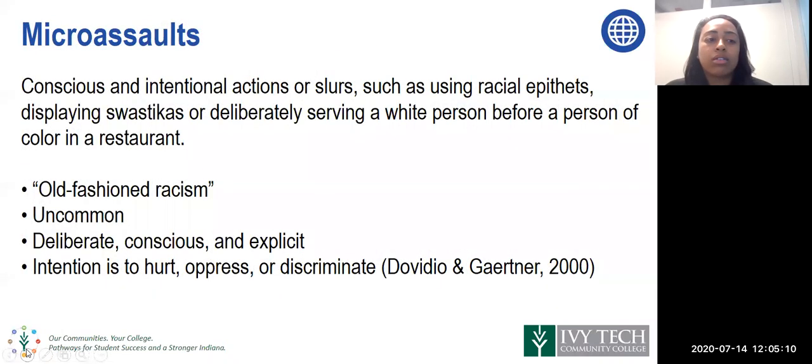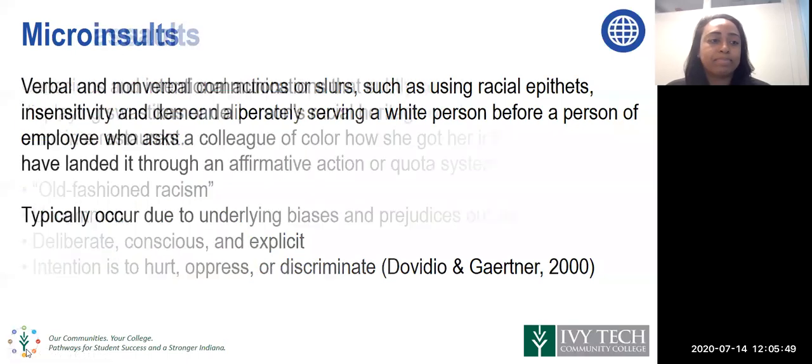All right, so first is microassaults. So those are those conscious, intentional actions or slurs, such as using racial epithets, displaying swastikas, or deliberately serving a white person over a person of color in a restaurant. This is what we think of as that old-fashioned racism, that blatant, in-your-face, overt racism. It's uncommon to see that in today's time. But when we see it, we know it, right? It's that deliberate, conscious, and explicit discrimination. The intent is to hurt, oppress, or discriminate with a microassault. Next.